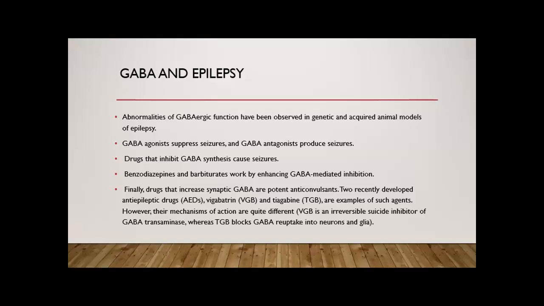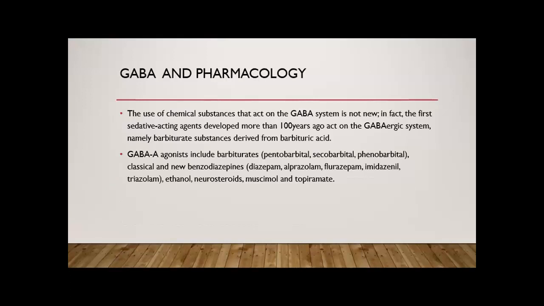However, their mechanisms are quite different. Vigabatrin is an irreversible inhibitor of GABA transaminase, whereas tiagabine blocks GABA reuptake into neurons. The first sedative-acting agents, produced more than 100 years ago, act on the GABAergic system, namely barbiturates, substances derived from barbituric acid. GABA-A agonists include barbiturates, phenobarbital, benzodiazepines, diazepam, imidine, flurazepam, alprazolam.